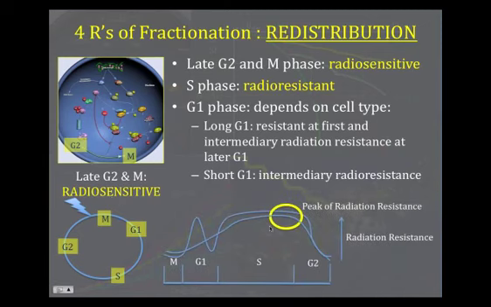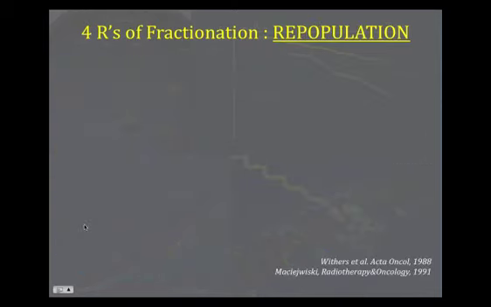And the most radiation resistant portion of the cell cycle is the S phase. So when we fractionate, we give time for the cell to be cycling, and hopefully during the fractionation course, the cell will be in the phase where radiation is more effective to trigger cell death. And the final R is repopulation.